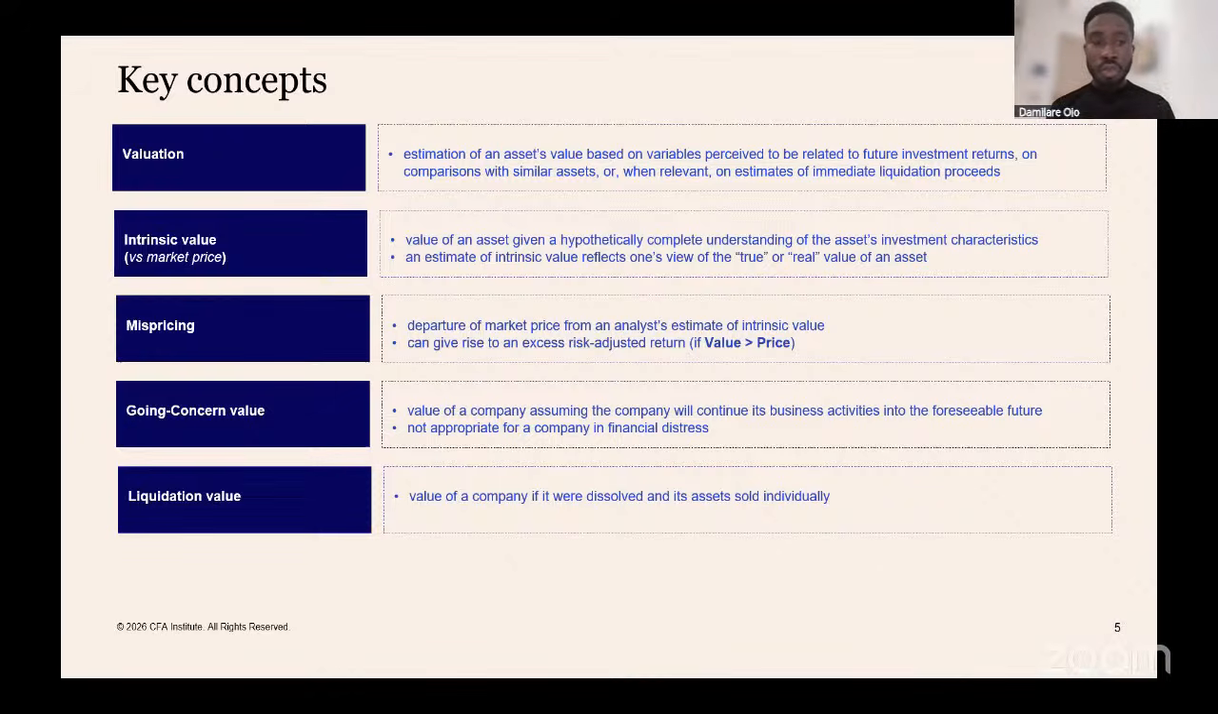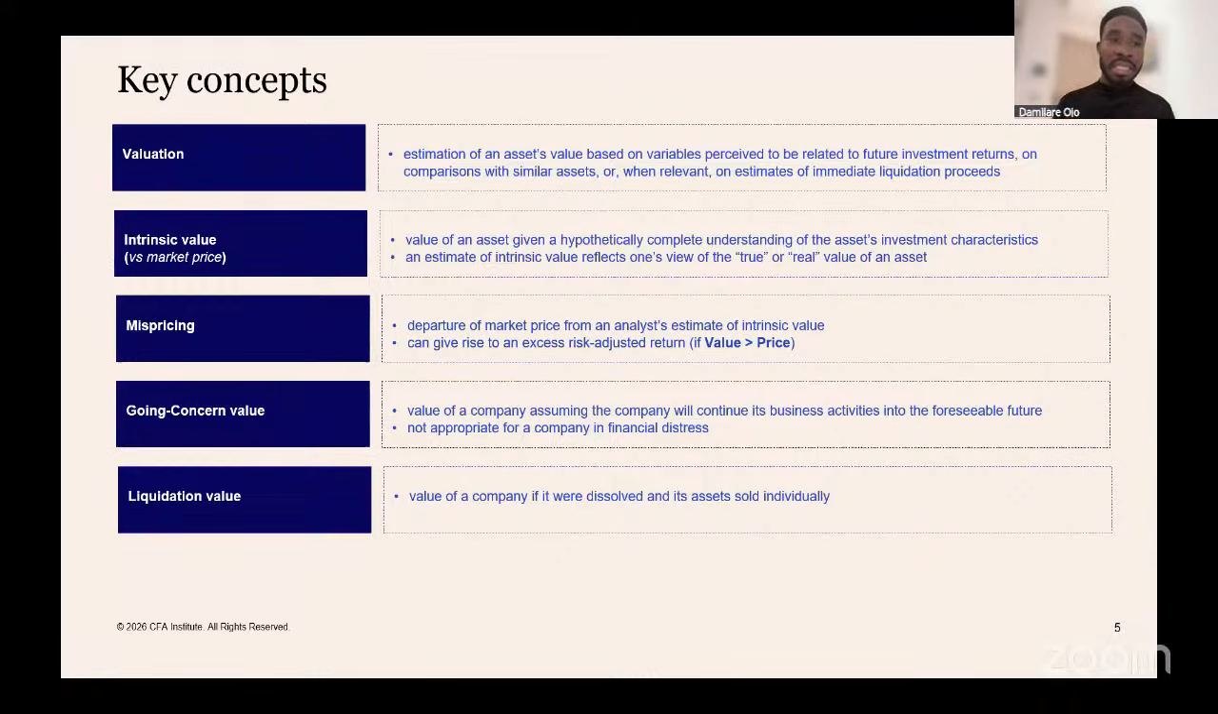I'm not going to say too much on that because I believe all of us know that already: market price is a current price, while intrinsic value is an estimate of what you think the asset is worth or is going to be worth in the future. And when you compare intrinsic value and market price, sometimes they are different. When they are different, you say there is a mispricing, which takes us to the third important concept. Any departure of market price from the analyst's estimate of intrinsic value is called a mispricing.